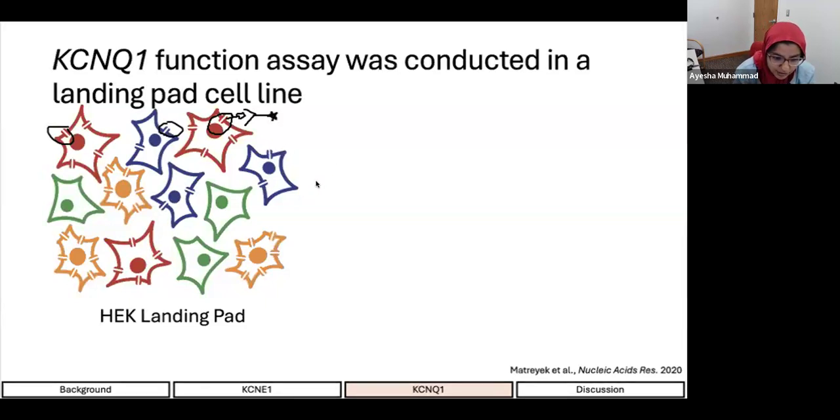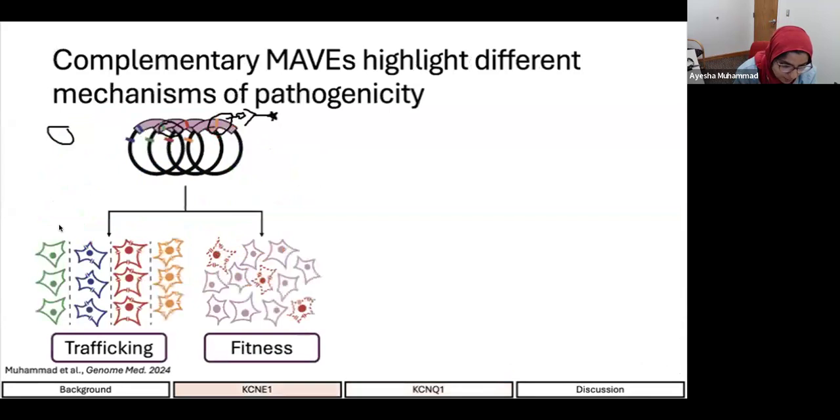Like here, let me put this slide up. So we separated the groups out based on cell surface expression into 4 different groups, and then looked at the relative frequency of variants in each of the groups and took a ratio of that to determine our trafficking scores.